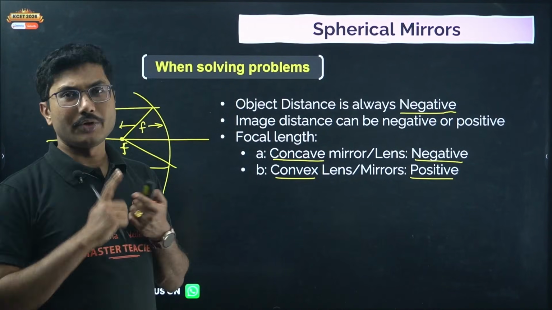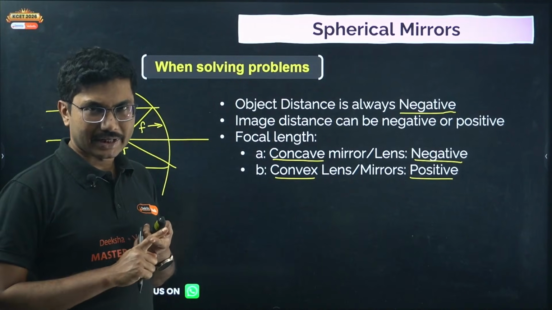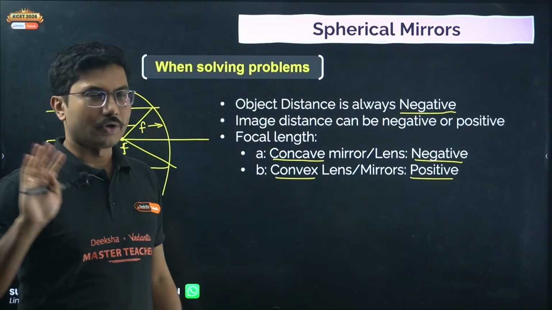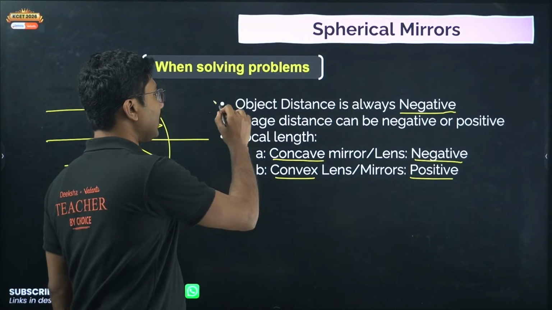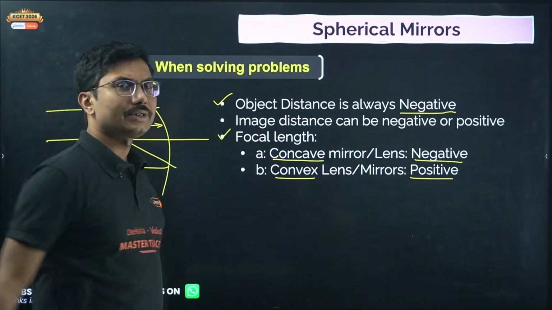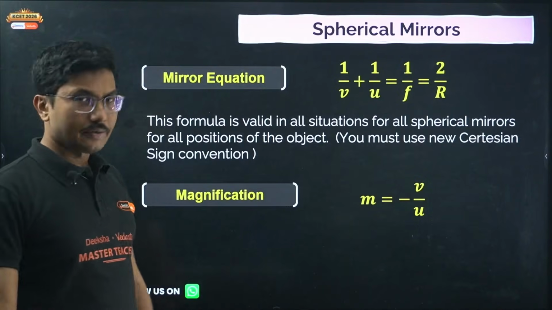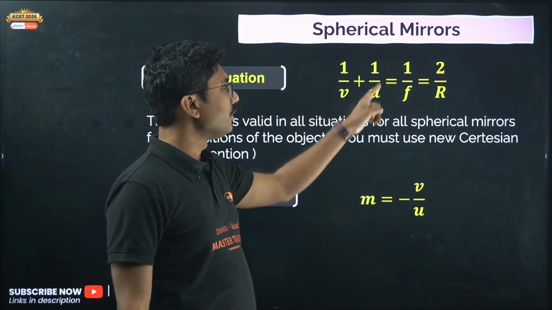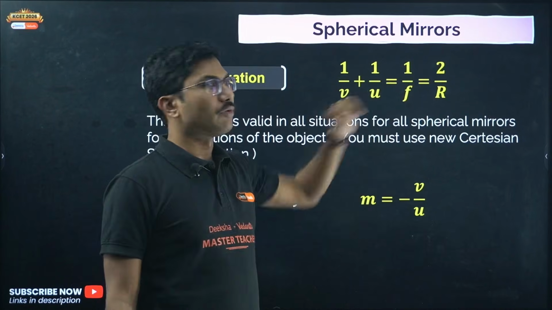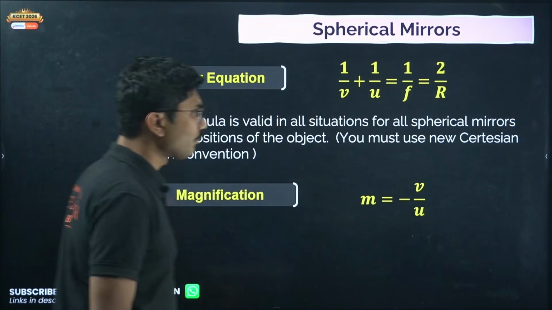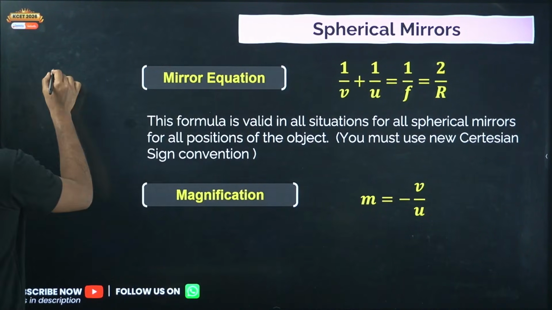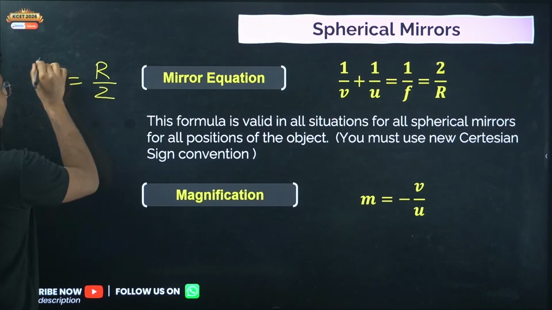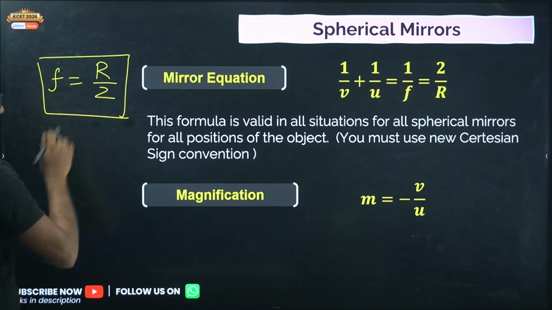So basically you have to remember two things. First of all, object distance is negative. If it is concave, focal length is negative. If it is convex, focal length is positive. These points are very, very important, and image distance will come from the formula. So what is the formula? The mirror equation is 1 by V plus 1 by U equals 1 by F, or equals 2 by R. So from there we can also say that focal length is actually R by 2 for a spherical mirror.